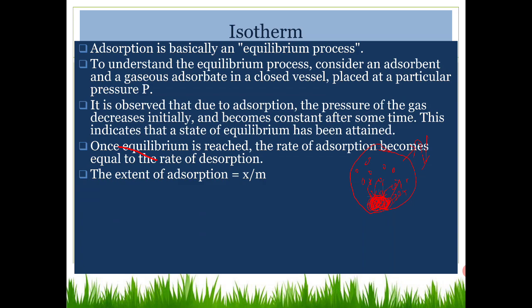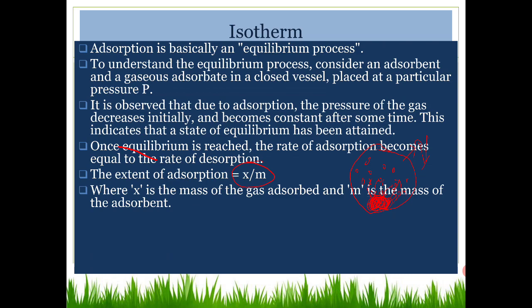The extent of adsorption is expressed by x by m. That's how we express the extent of adsorption. To what extent is the adsorption happening? x by m. What is x over here, if you ask? x is the mass of the gas adsorbed and m is the mass of the adsorbent. The substance which is getting adsorbed is called the adsorbate, and the one on which it is getting adsorbed is called the adsorbent. Both are important.